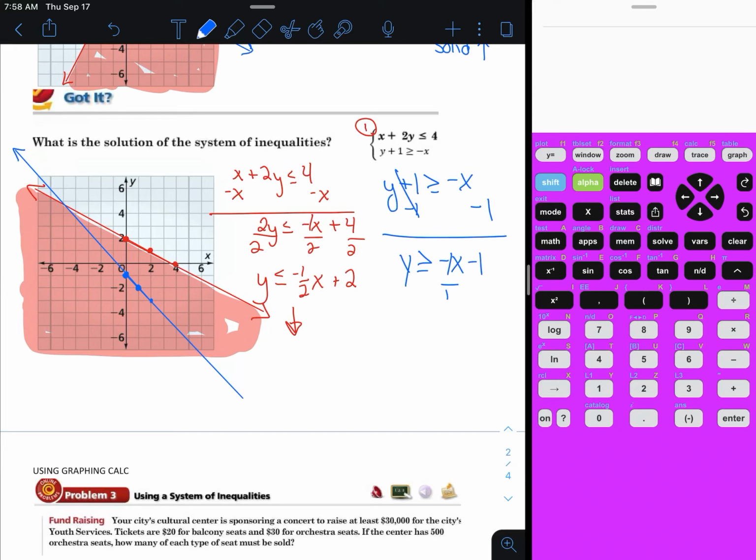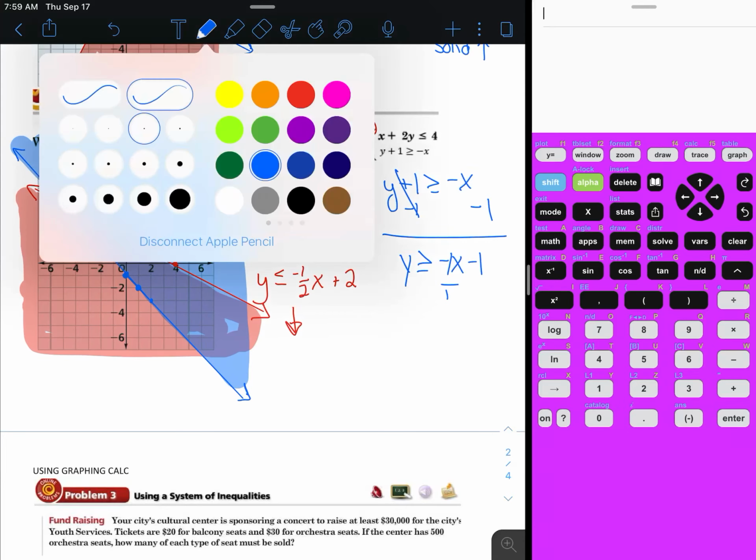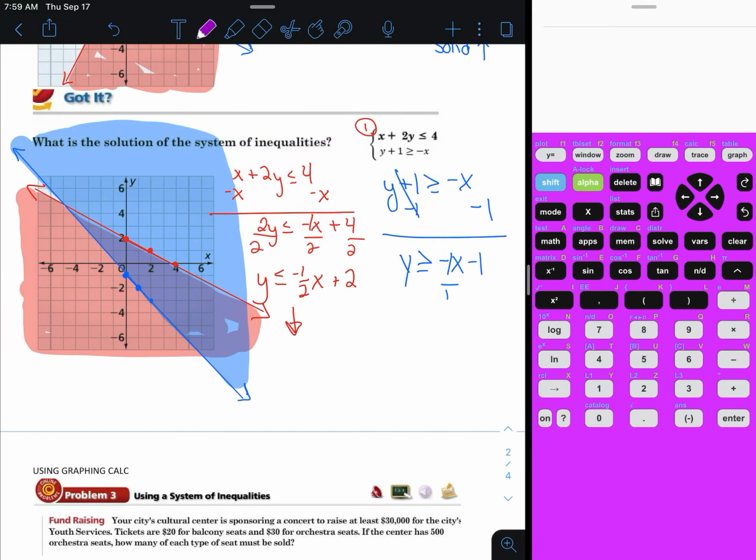Okay, arrowheads. And this time I'm going to shade above the line because it says greater than. So I'm going to grab my blue. Put your pen on the blue line. Anything above the blue line is an answer for the blue line. So anything in this blue area is an answer for the blue line. And hopefully you can see the double shaded area, purplish.